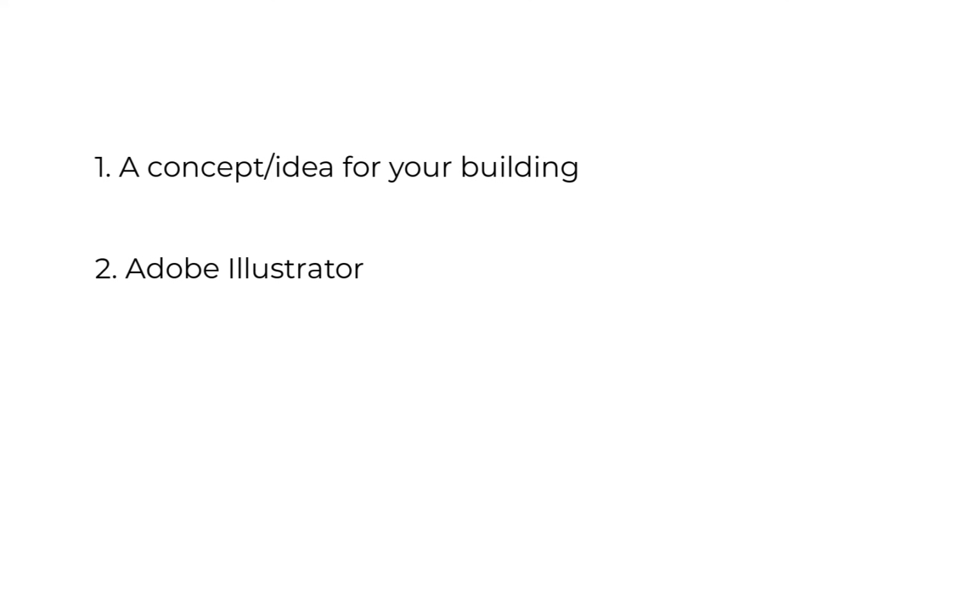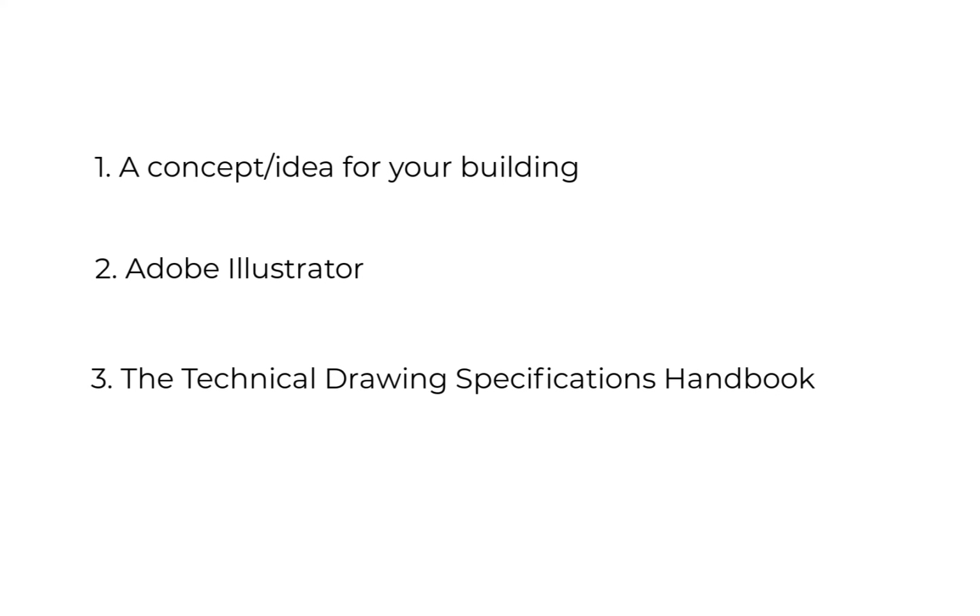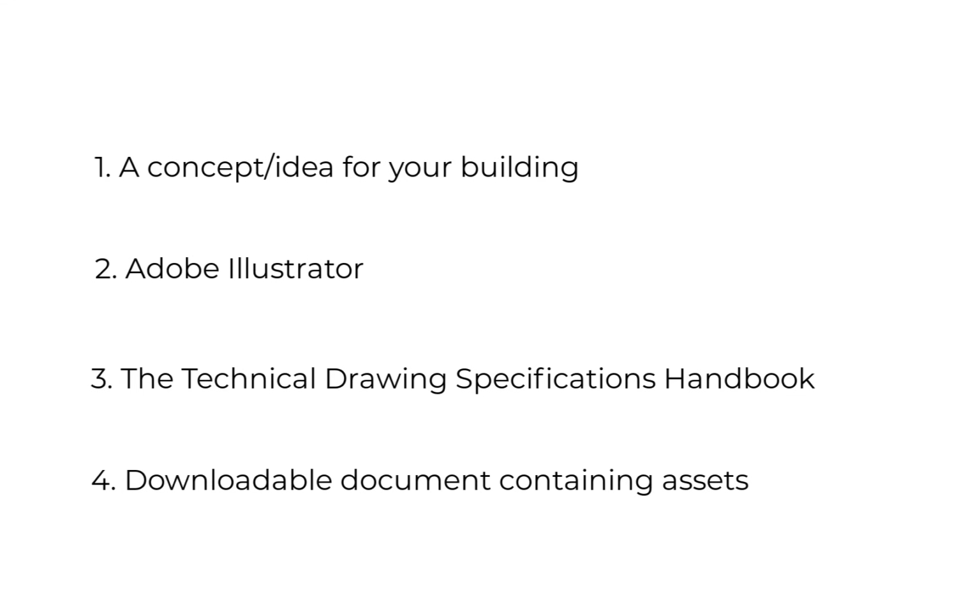Before we get started, we'll need the following: a concept or an idea for the actual building itself, a copy of Adobe Illustrator, in this case I'll be using version 2018, a copy of the Technical Drawing Specifications Handbook, which is freely available to download on the VCEA website, and I've provided a downloadable Illustrator document complete with floor plan assets. A link will be available in the description.